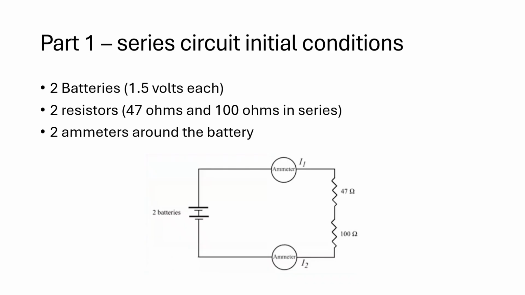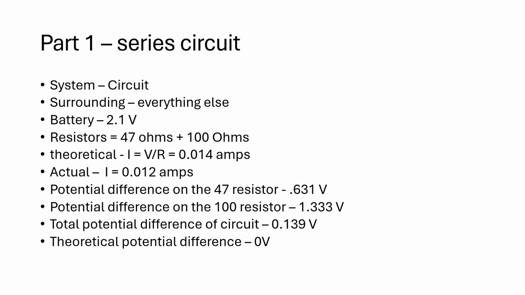Here's my initial circuit for part 1 of my lab. First, the circuit includes two batteries, which theoretically are 1.5 volts each, two resistors, one being 47 ohms, the other being 100 ohms, in series, and two ammeters around the battery. In part 1 of my circuit, the system was the circuit and the surroundings were everything else.